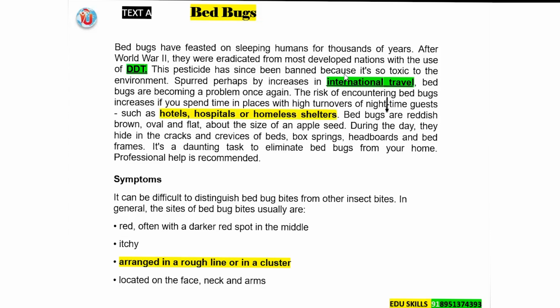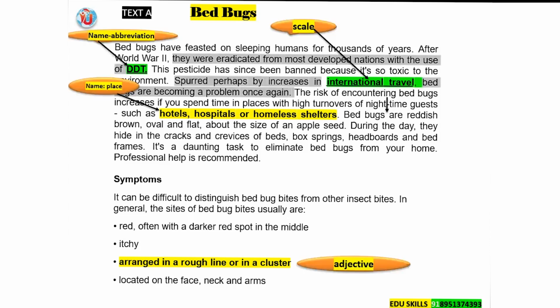See, in text A, I have highlighted DDT, which is an abbreviation, then international travel, then hotels, hospitals, and homeless shelters. Again, I've highlighted arranged in a row, line, or in a cluster. See, name or abbreviation, that is DDT. Then here there is most, it is a scale expression. Then international, it is a place, right? Then other places are hotels, hospitals, or homeless shelters. These are all the hedging words. Then you can see arranged in a rough line or in a cluster. That is the adjective.